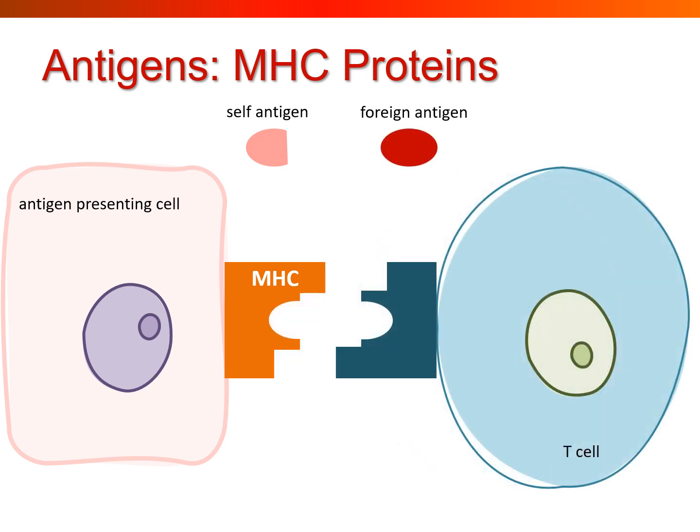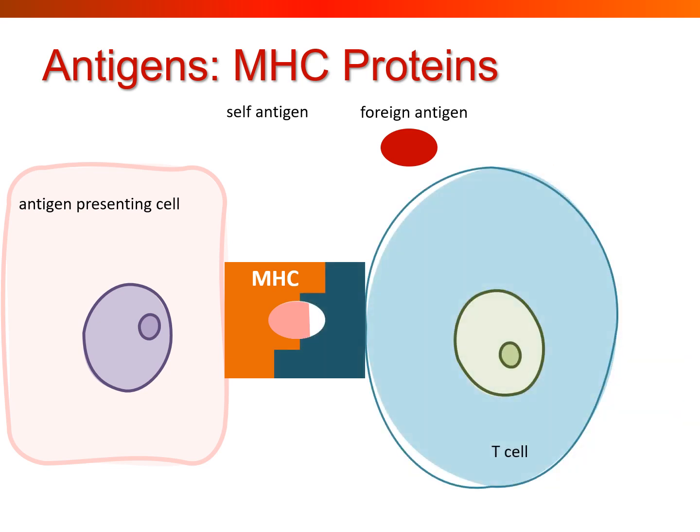So let's say that instead of the foreign antigen, we drop the self antigen in here. So this might be like a body cell that's just trying to protect itself from the immune system and say, hey, my name is, and I'm supposed to be here. So here comes our T cell.